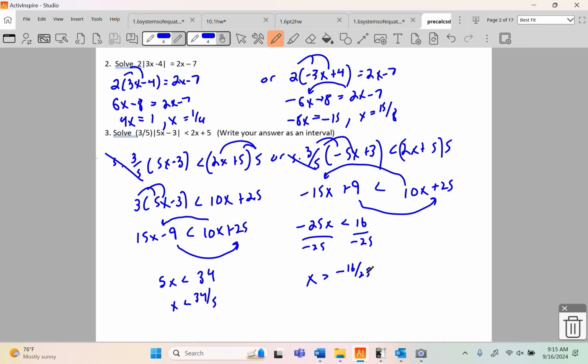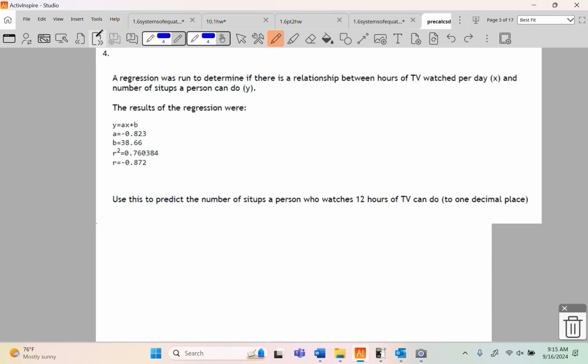It says write your answer as an interval. Well, the small number is negative 16/25, and the big number is 34/5. That's how hard that is to do. It's not a hard thing to do. So there's 1 through 3. Moving on to 4.